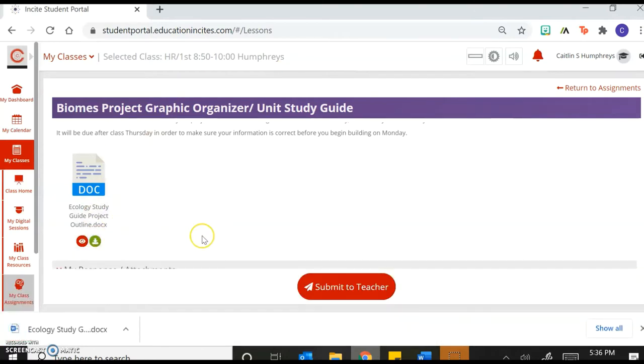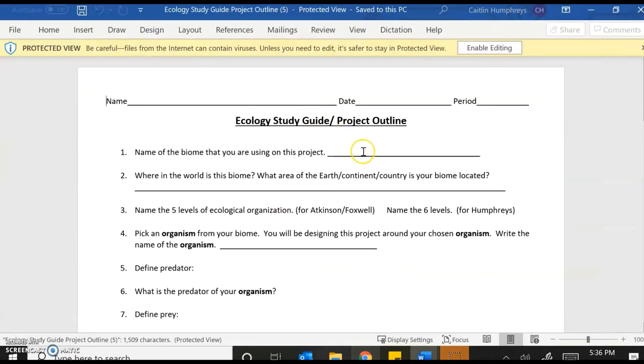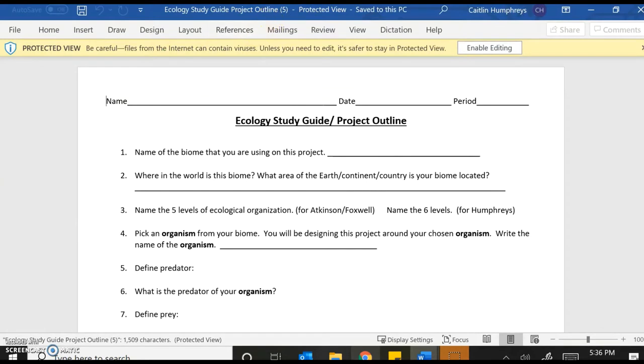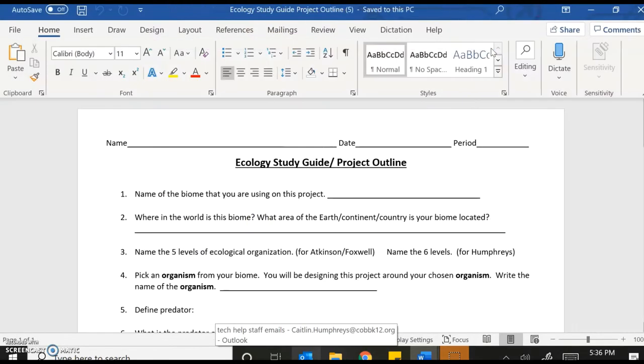Now I'm going to download this and I'm going to open it. Now, if when you open your paper, it does not look like this, you should have Office 365 downloaded on your device. If you don't or you cannot access this page, you need to email me. So I'm going to hit Enable Edit. And now I can type on this document.